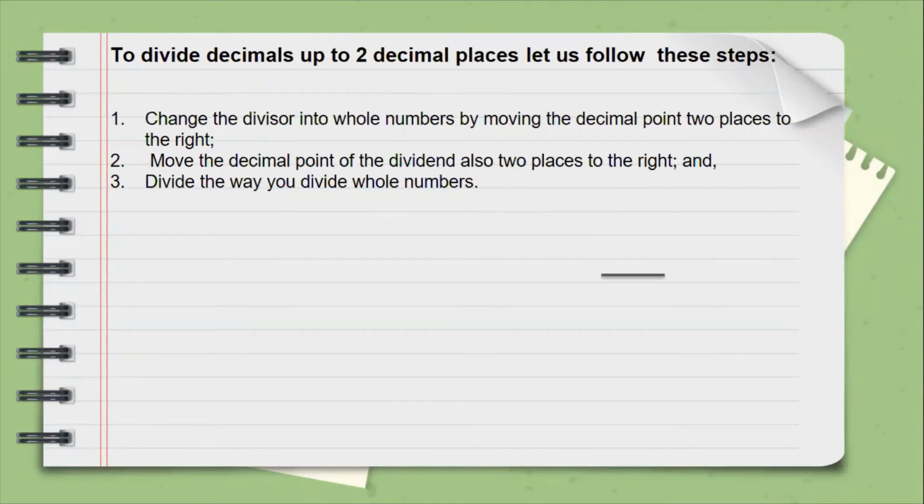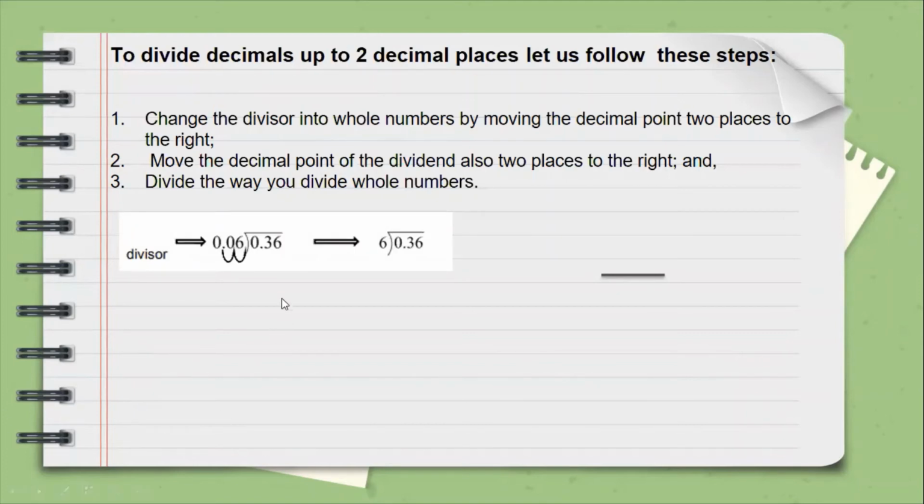The first thing that we need to do is change the divisor into a whole number, moving the decimal point 2 places to the right. Number 2, move the decimal point of our dividend 2 places to the right also. And lastly, that's the time that we're going to divide as whole numbers. So this is how we move the decimal point.